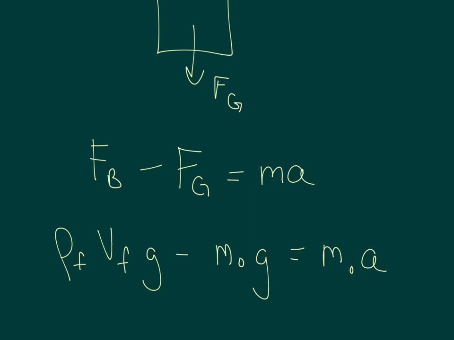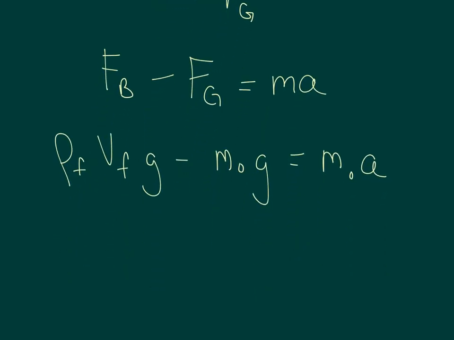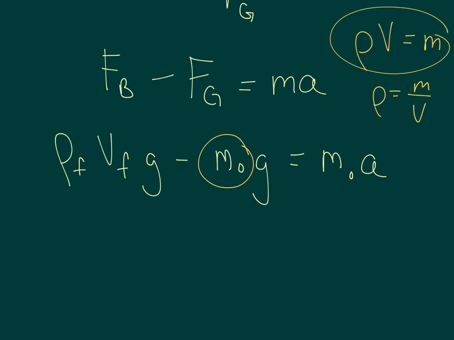But to get the average density of the submarine, we're going to have to plug in with the volume. So let's go ahead and do this. What is mass equivalent to? What can I replace this m with? Rho times V is equal to mass. Where does that come from? That comes from rho equals mass over volume. So I could use this in for mass. So rho O V O.